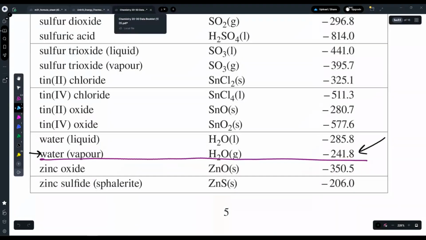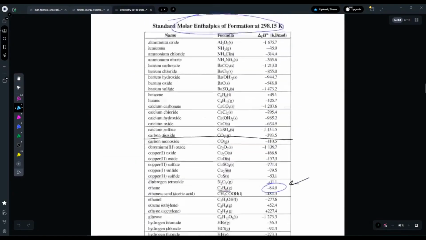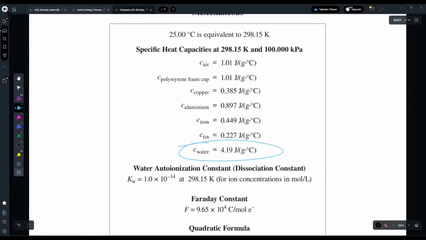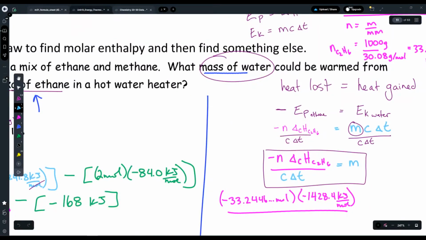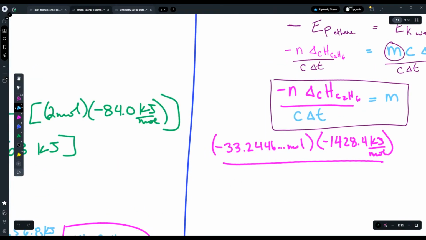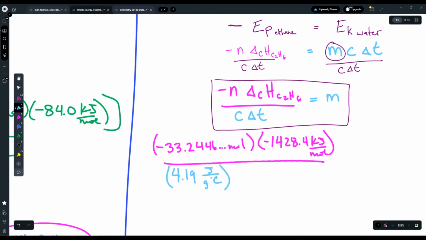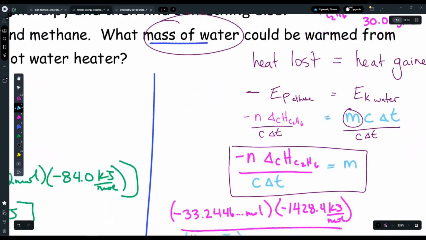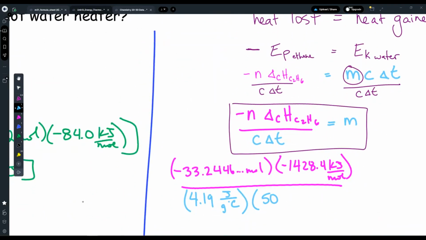Okay, specific heat capacity of water, that we can find on page 3. So, right here. So 4.19 joules per gram degrees Celsius. Okay, and then the change in temperature we figured out was 50 degrees Celsius.